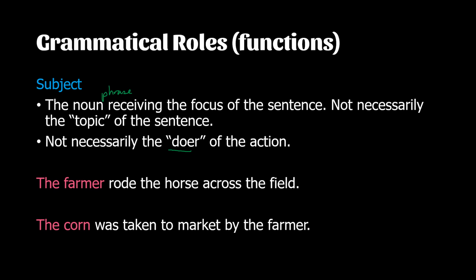So let's look at 2 examples here. The farmer is the noun phrase. The farmer rode the horse across the field. So the farmer did the action, or was the doer, of riding the horse. The next sentence, the corn was taken to market by the farmer. So the corn is what's receiving the focus of the sentence. It leads it off, so it's highlighted at the first of the sentence. However, the corn does not do the action. It cannot take itself to market, so it has to be taken there.